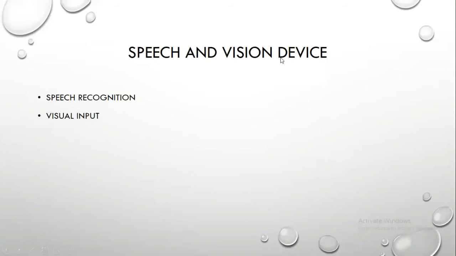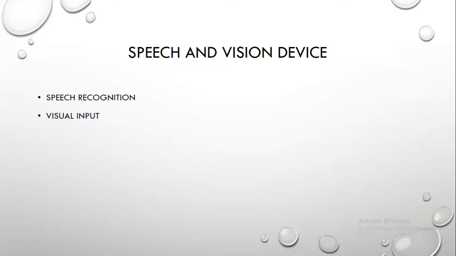Next is speech and vision device. In speech and vision devices, special devices are used to recognize speech so that you can give commands by speaking. Like earlier, I already told you about a very popular device, Alexa, which is in the market nowadays. That is a device which comes into this category, speech recognition device.